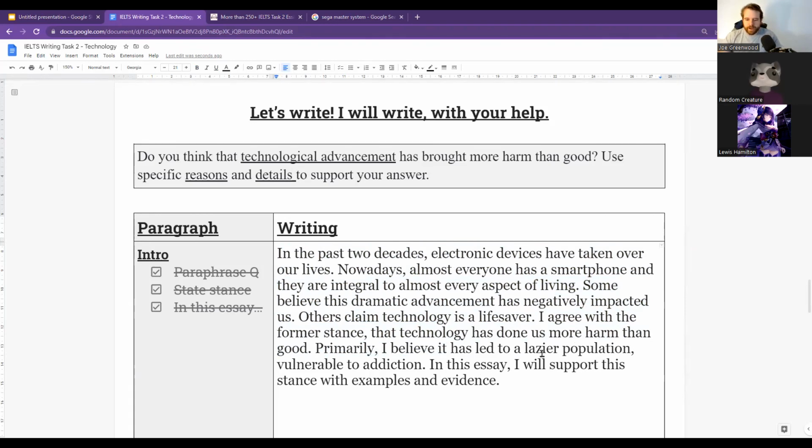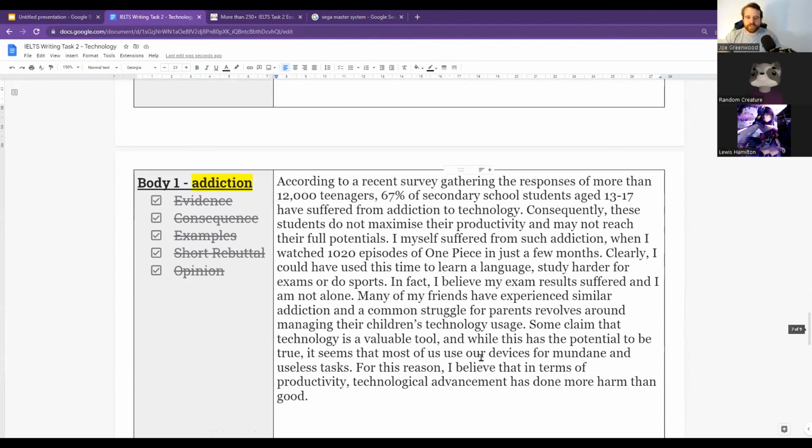Okay. Primarily, I believe it has led to a lazier population vulnerable to addiction. In this essay, I will support this stance with examples and evidence. According to a recent survey gathering the responses of more than 12,000 teenagers, 67% of secondary school students aged 13 to 17 have suffered from addiction to technology. Consequently, these students do not maximize their productivity and may not reach their full potentials.